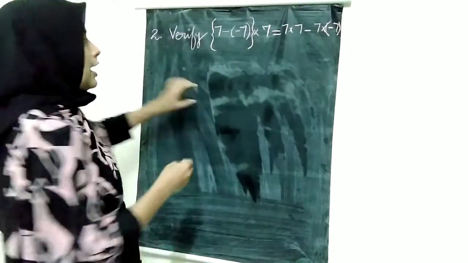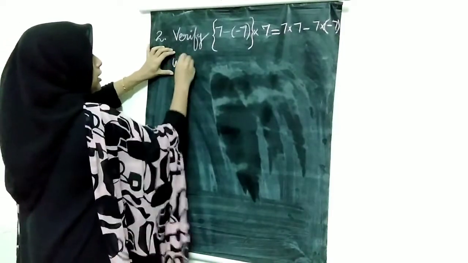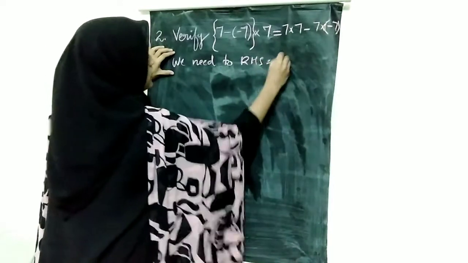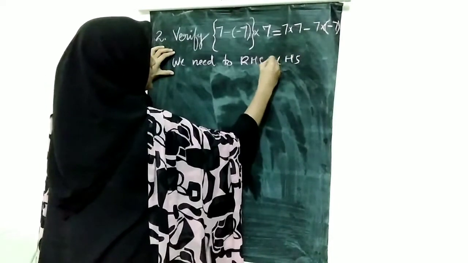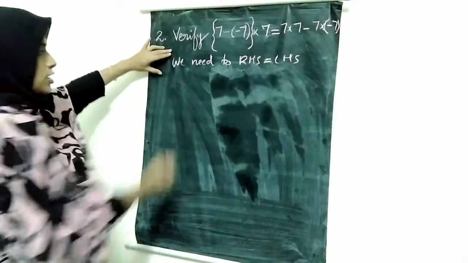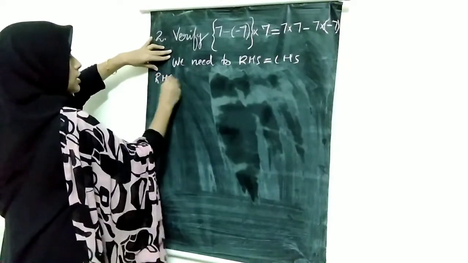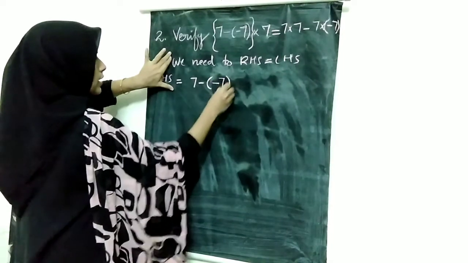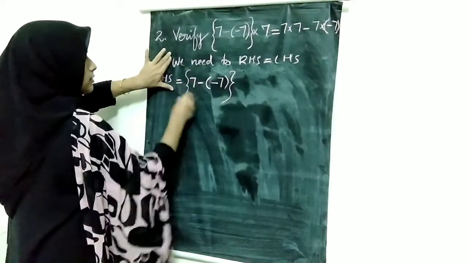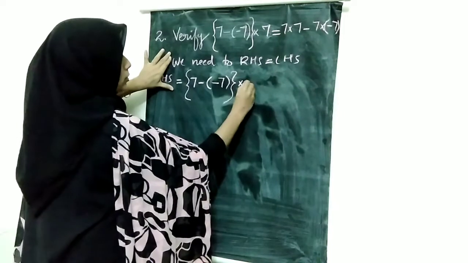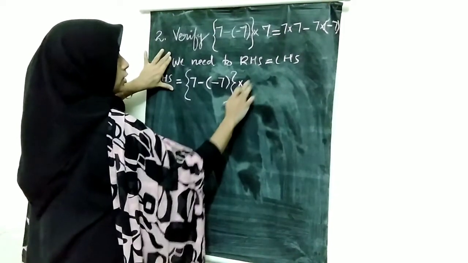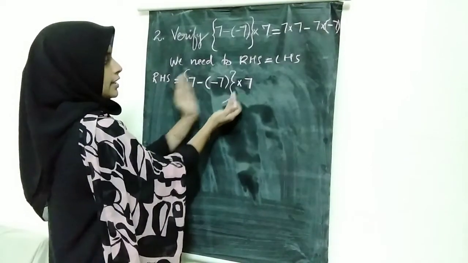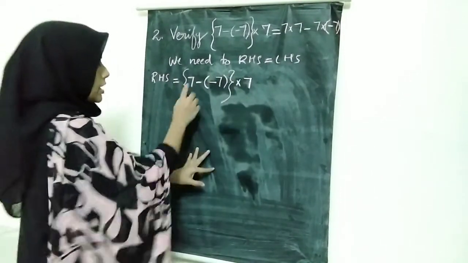So, what we have to write? We need to prove RHS is equal to LHS. So, I am going to take RHS. What is RHS? 7 minus 7 in the curly bracket into 7. Okay. So first we will solve the bracket, then multiply with the 7.